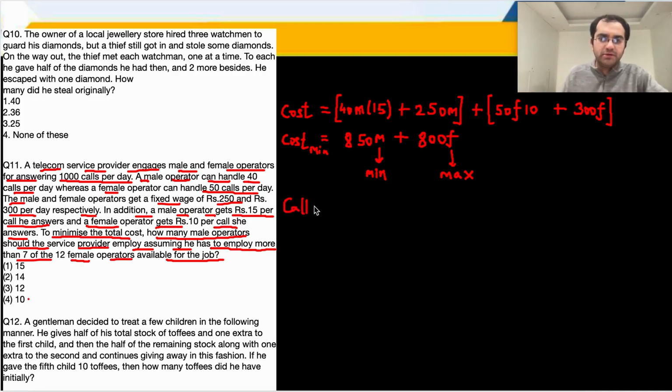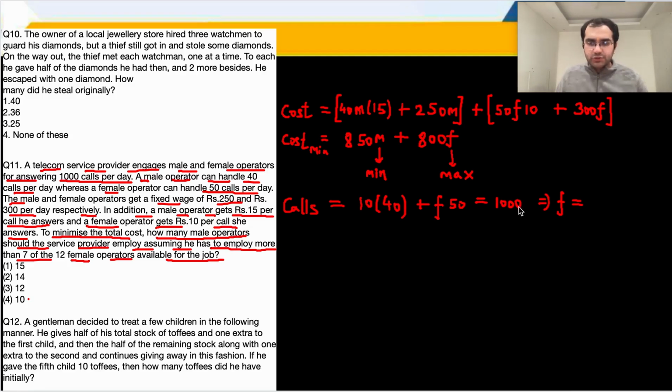Let's write down the calls. 10 males, each male makes 40 calls per day, plus number of females I don't know. Each female makes 50 calls per day, and the total number of calls to be made is 1000. Find out F. So 1000 minus 400 is 600. 600 divided by 50 becomes 12. One equation, one variable. The number of females is 12.